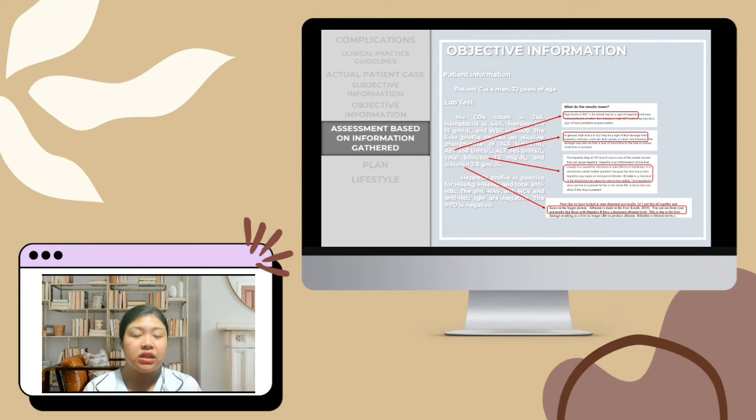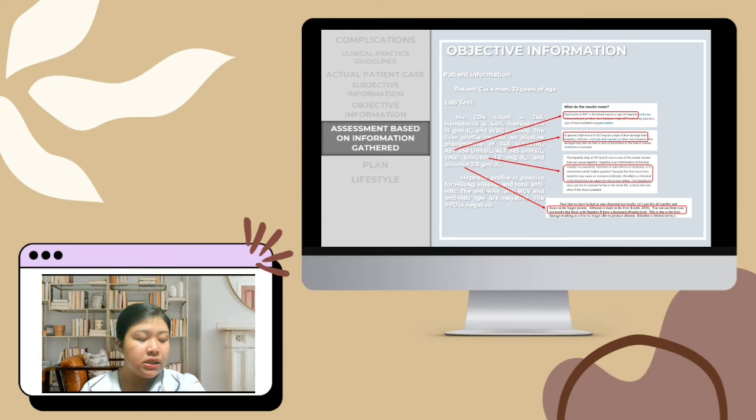Next is hematocrit, which is 44%. Here, his is normal because the normal range should be greater than 40%. Isn't 44 greater than 40%? Next is hemoglobin, which is 15 grams per deciliter. It is also normal because it falls within the normal range, which should be 13.8 to 17.2 grams per deciliter.